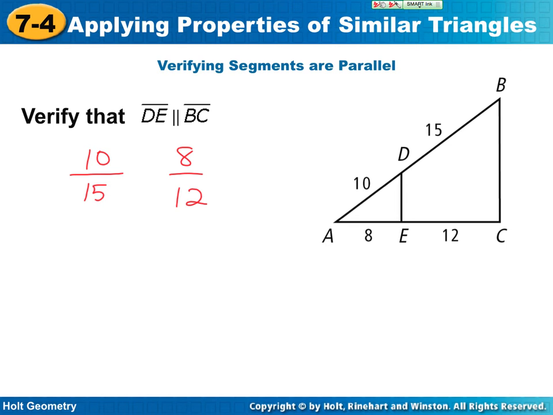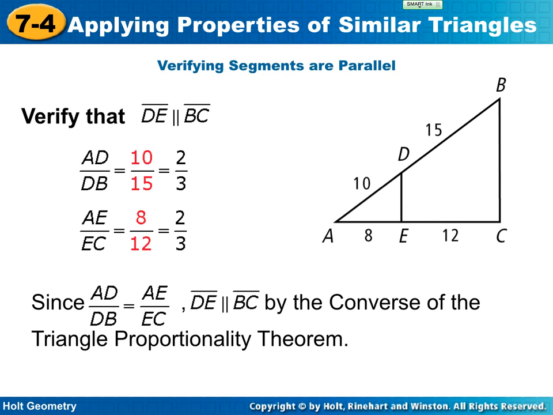Reduce those to see if the ratios are the same. So 10 and 15 can reduce to be 2/3. 8 over 12 divided by 4 would be 2/3 also. Okay, so those two ratios are equal. The sides are in proportion, so the conclusion then by that converse is that the lines are parallel. So here's my complete details. So since those ratios are equal, the lines are parallel by the converse of the triangle proportionality.